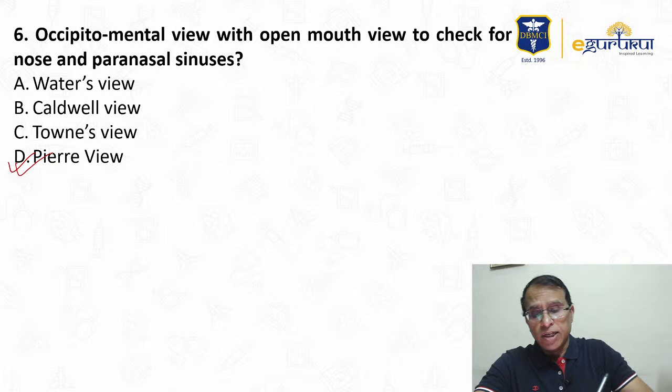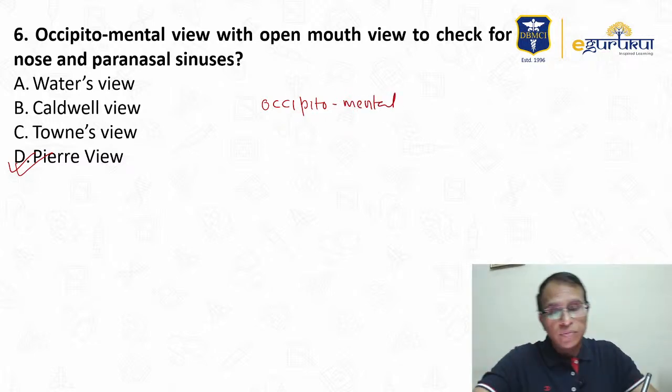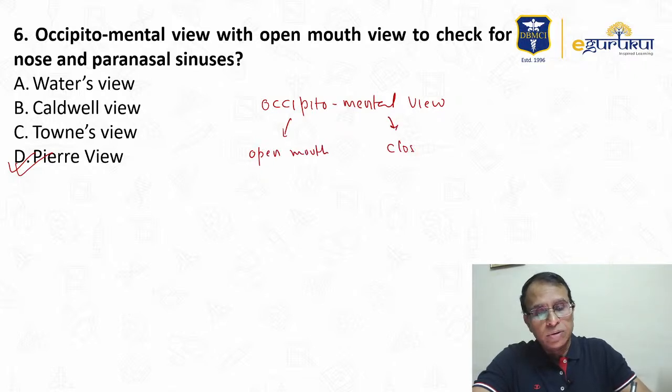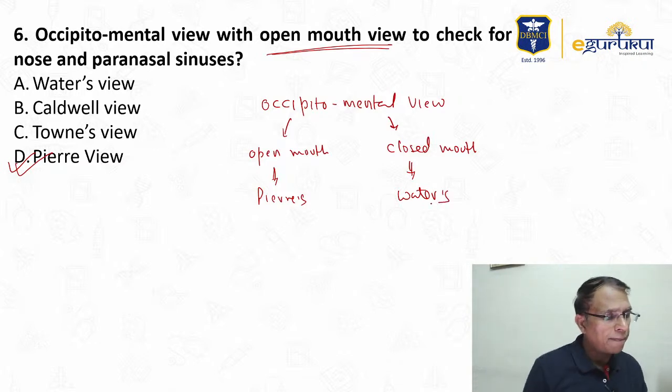Pierre's view is occipitomental view. Occipitomental view, if it is open mouth or closed mouth, and it clearly said is open mouth. So this one, this is Pierre's view, and closed mouth is Waters view, as Avinash is telling us. Avinash, thank you for informing.